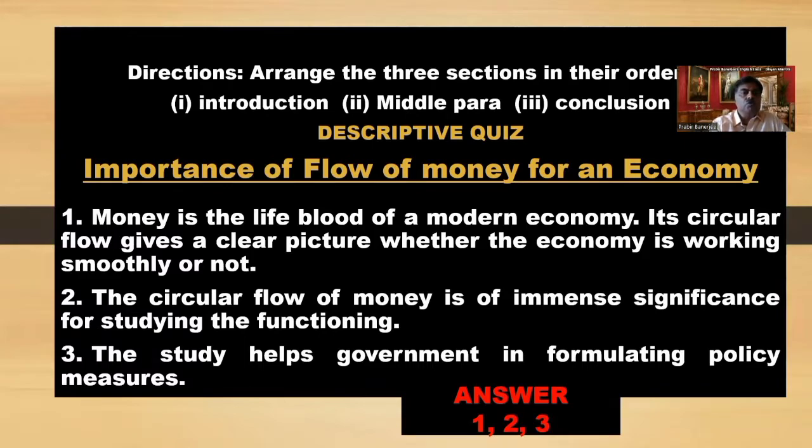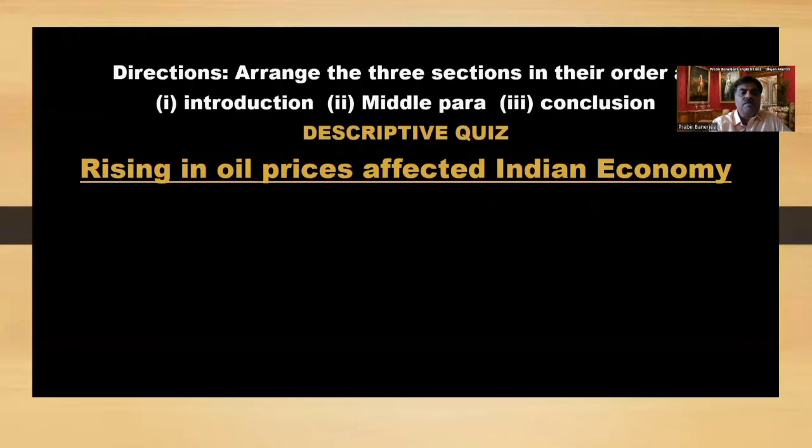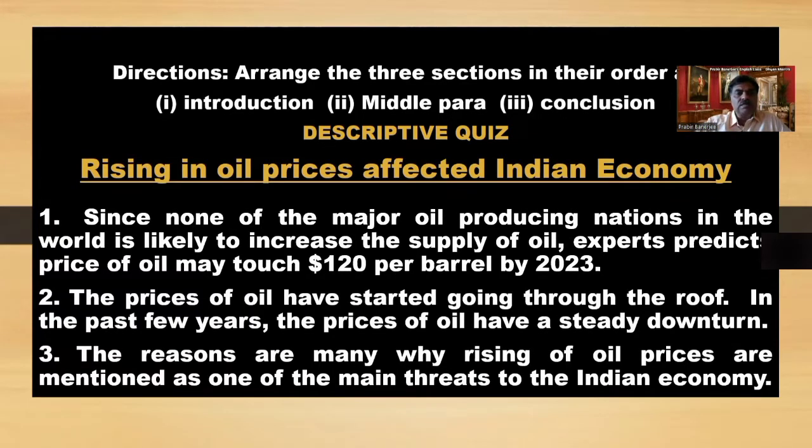Okay. So we will go to the next topic. Next topic is, rising oil prices affected the Indian economy. Here come your three sections. Since none of the major oil producing nations in the world is likely to increase the supply of oil, experts predict the price of oil may touch $120 per barrel by 2023.